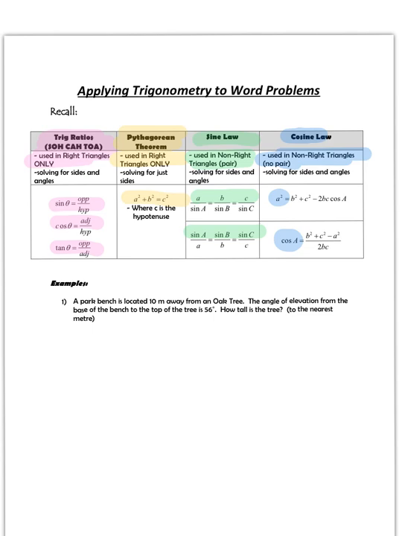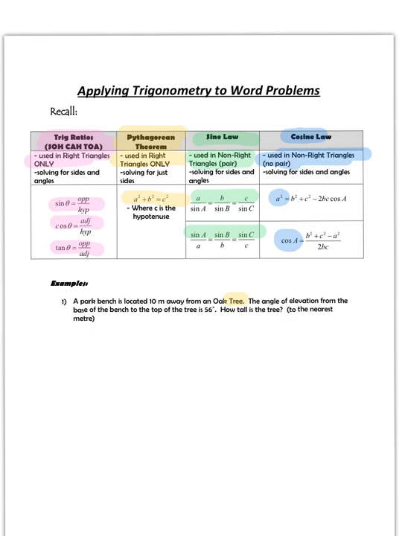So we have a park bench located 10 meters away from an oak tree. Anytime I see something dealing with an oak tree, I know I'm going to have some sort of 90-degree angle in there, something to do with the tree rather. We know we're going to end up with a 90-degree angle. It's asking for the angle of elevation from the base of the bench to the top of the tree.